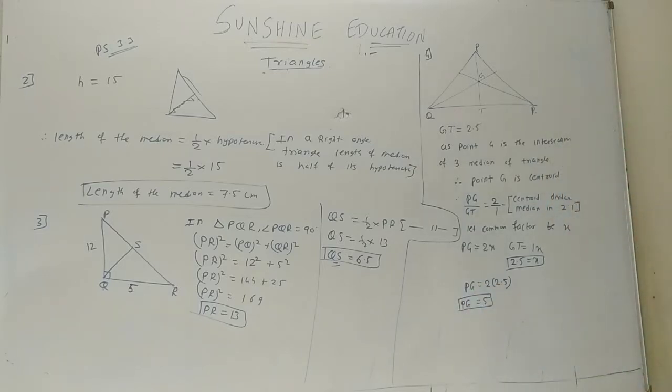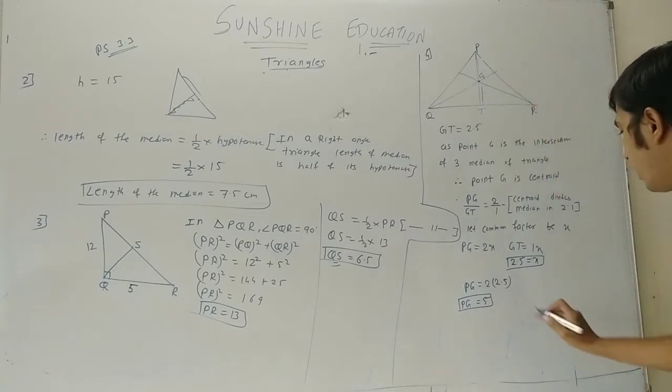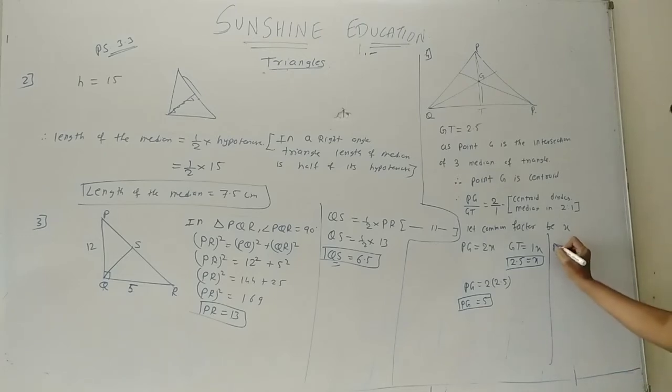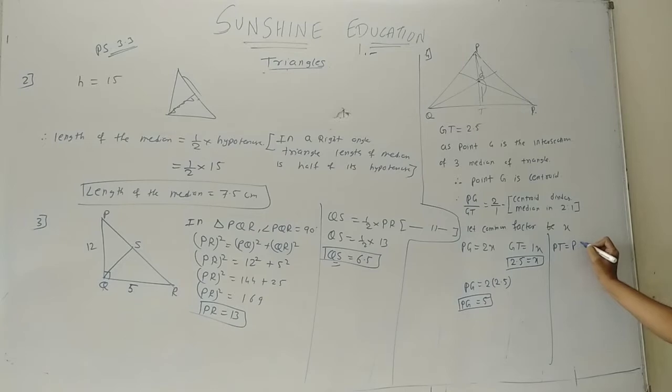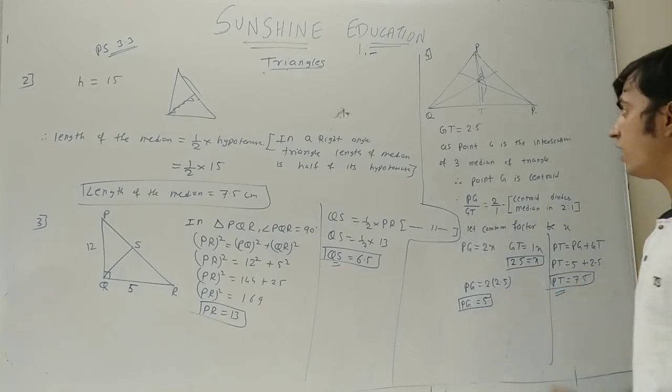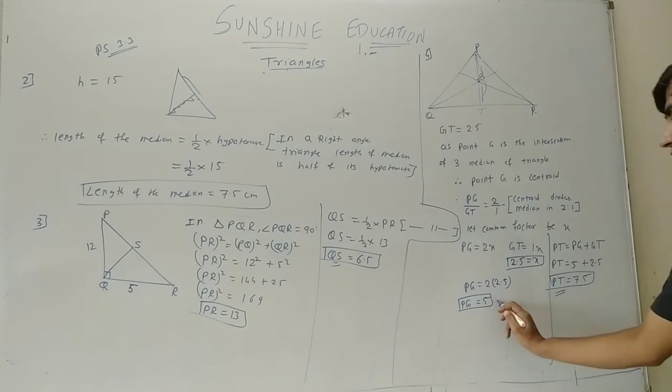Now what was the question? Find PG and PT. PT is the whole side. Therefore, I will write it over here. PT is nothing but PG plus GT. PT is equal to PG, which is 5, plus GT, which is 2.5. You can see it. Therefore, adding it, I will get 7.5. So this is the value of PT and PG.